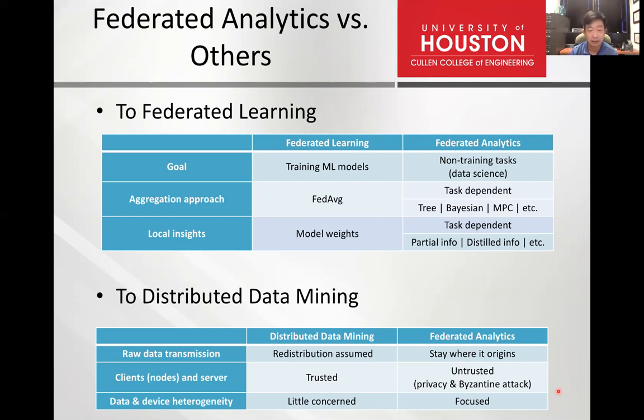And here we try to use this data analysis for data mining. For distributed data mining, raw data transmission and redistribution is assumed, while federated analysis keeps data where it originated. In distributed data mining, the client and server are trusted, while in federated analysis they are untrusted. And data and device heterogeneity is little concerned in distributed data mining, but is a focus in federated analysis.